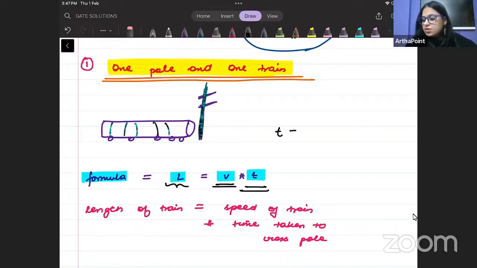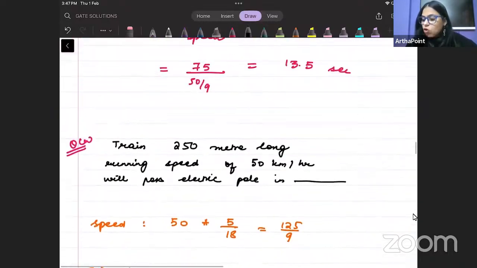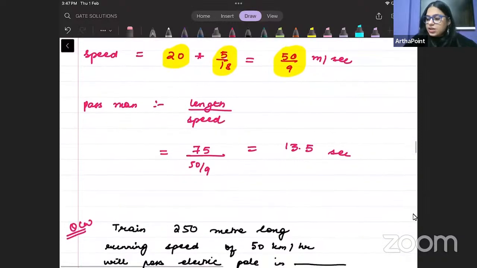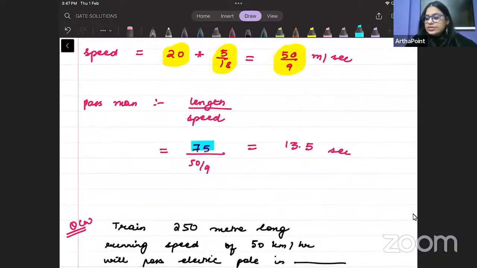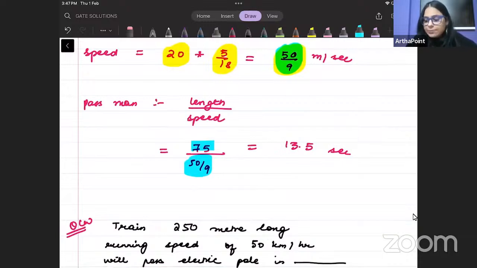So what will be time? Time will be length by velocity. The length of this is 75 given to me. The speed or velocity is 50 by 9. If I just divide it, I will get the time it will take to pass the man. So the time is going to be 13.5 seconds, and that's the answer to this question.